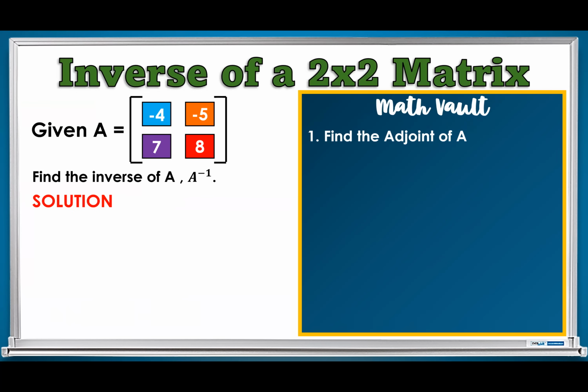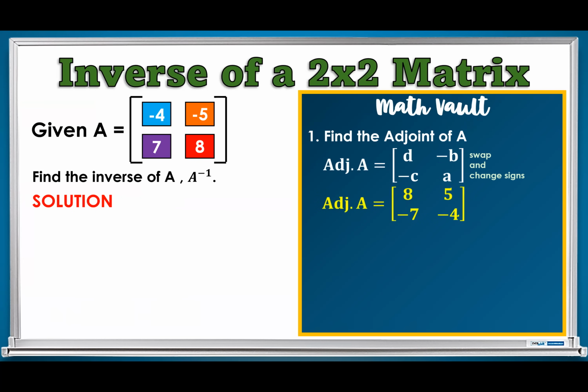Well done. What did you get for your answer? Let's figure it out together. So we are going to use the swap and change signs. Did you get 8, 5, -7, -4? Fantastic. Once we have found the adjoint of the matrix A, let us find the determinant of matrix A.